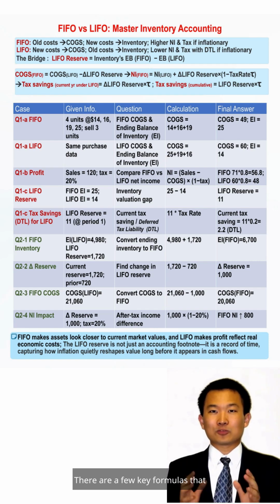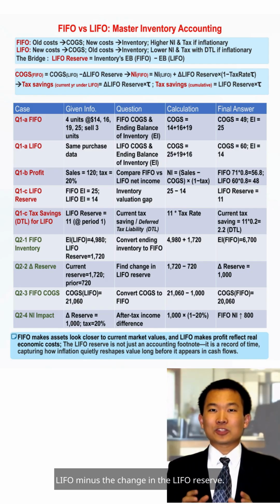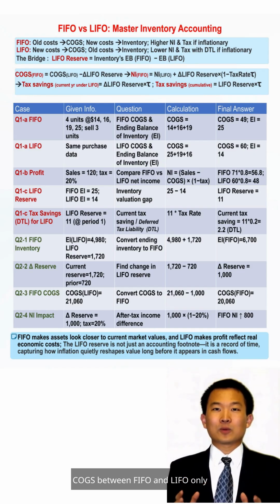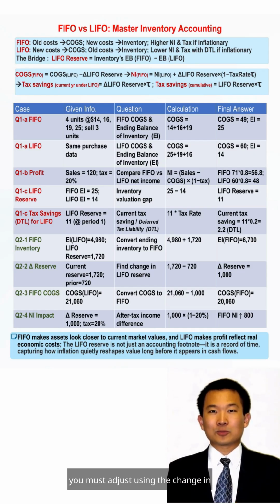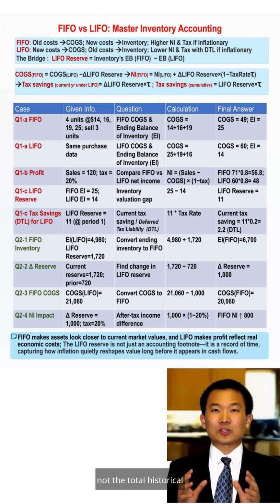There are a few key formulas that you must keep in mind during analysis. COGS under FIFO equals COGS under LIFO minus the change in the LIFO reserve. This is because the difference in COGS between FIFO and LIFO only occurs in the current period. So you must adjust using the change in the LIFO reserve for the period, not the total historical accumulated amount.